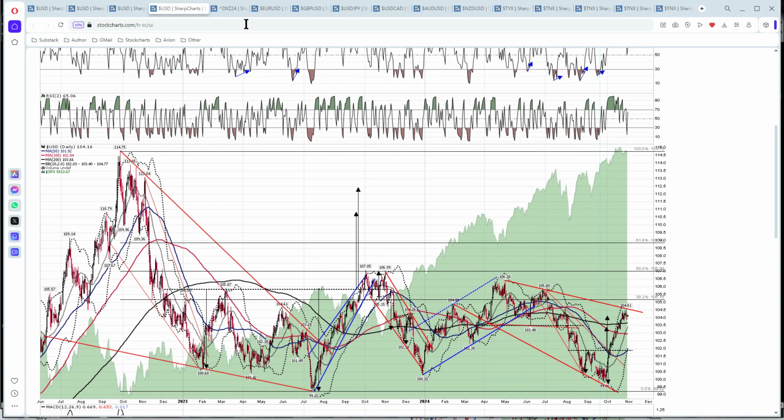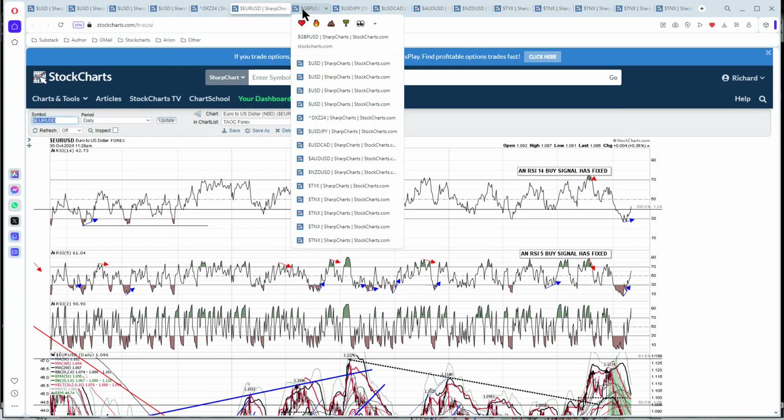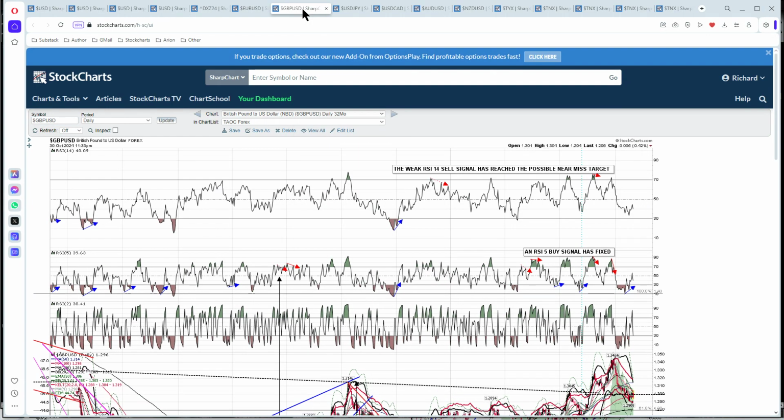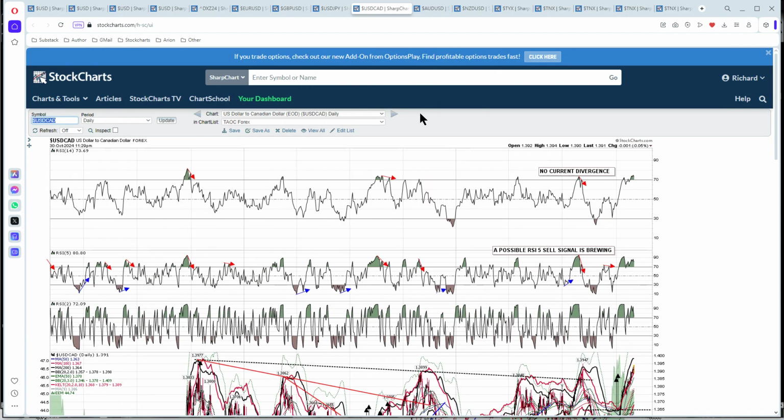So we'll see. Looking at the other currencies, we've got a buy signal fixed on the RSI 14 and RSI 5 on the euro. On GBP USD, we've got an RSI 5 buy signal fixed. We've got possible RSI 5 and RSI 14 sell signals brewing on USD JPY. We're seeing a lot of potential reversal signals. We've got a possible RSI 5 sell signal brewing on USD CAD.